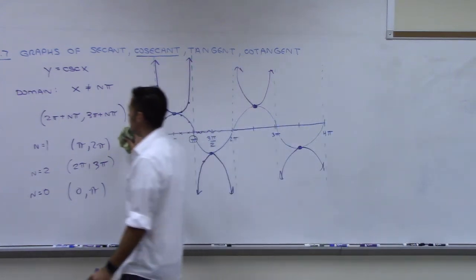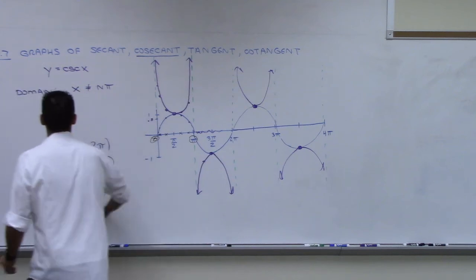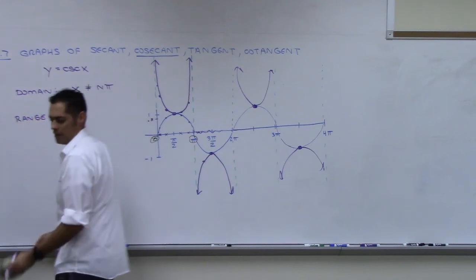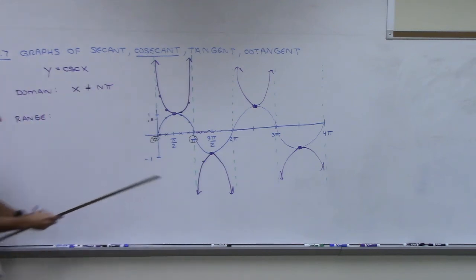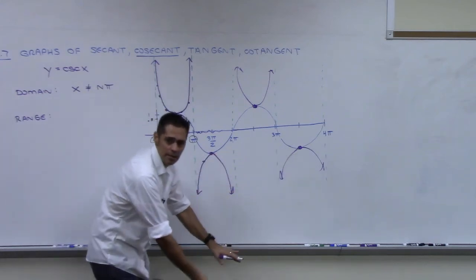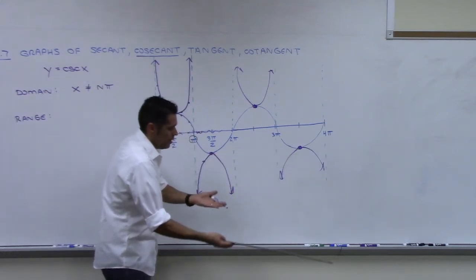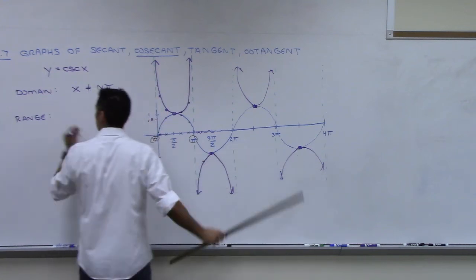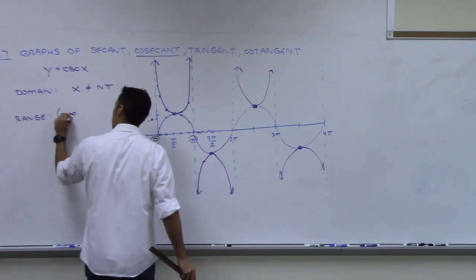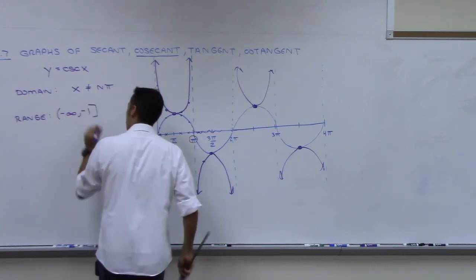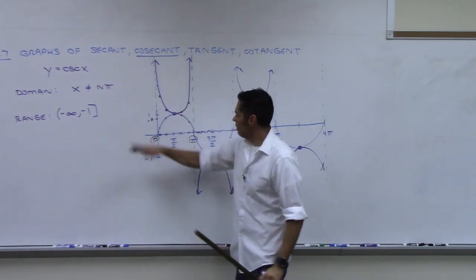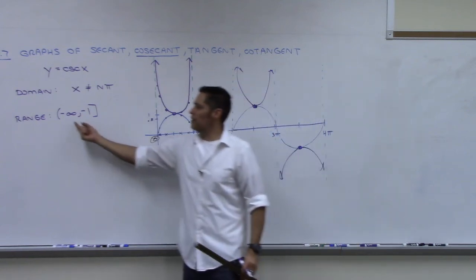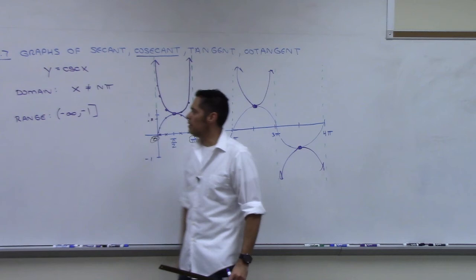Okay, that's domain. How about range? Range is a little tougher, because you have a gap, right? So what we know is that these graphs go down forever. So negative infinity, we're coming up until we get to where? This right here is negative 1, isn't it? So my range goes from negative infinity to negative 1, close bracket. The bracket is on the negative 1, because do I actually make it to negative 1? Yes, I do.